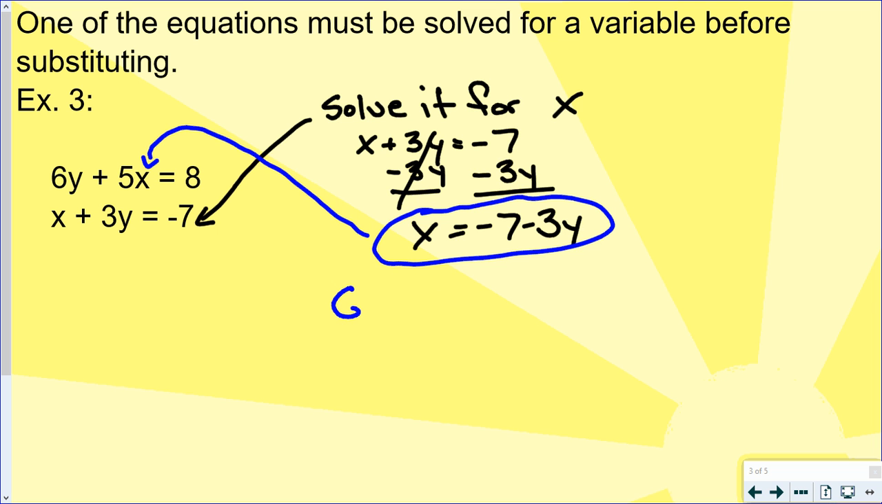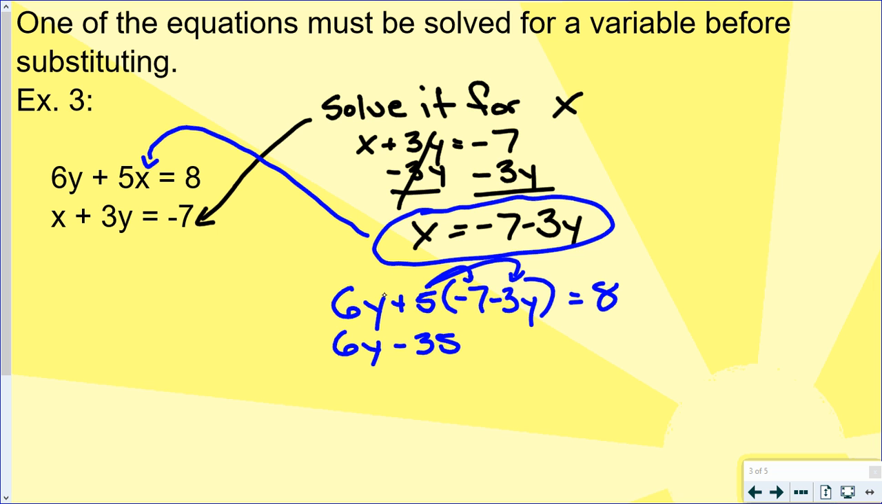All right, so this one's a little more complicated than the first two. So 6y plus 5 times (-7 minus 3y) equals 8. I replaced x with -7 minus 3y. Now I have a multi-step equation. The first step is to distribute. So 6y minus 35, because this is a +5 times a -7, minus 15y, because of this minus and a plus make a minus, equals 8.